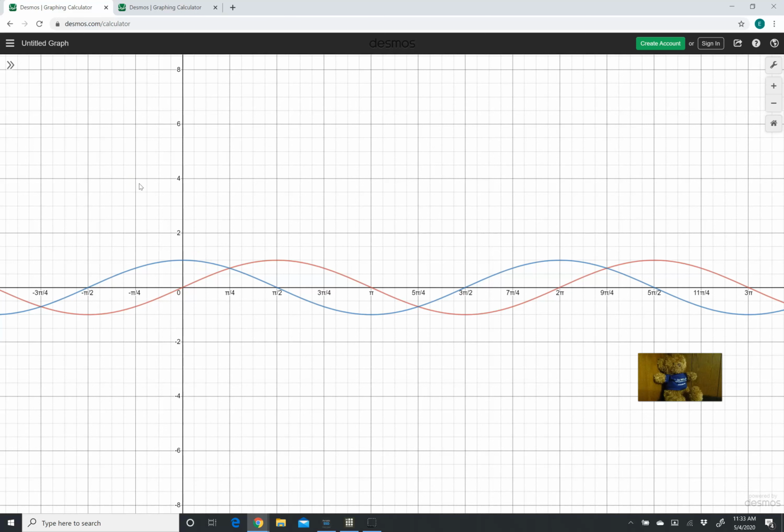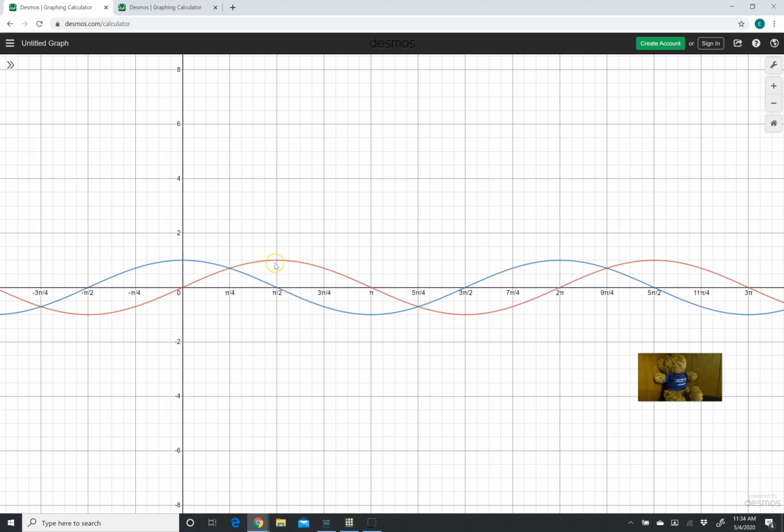Okay, the tangent. Well, the tangent is the sine over the cosine. So the sine graph is the one in red, and the cosine is the one in blue. The sine over the cosine. Well, here the sine of 0 is 0, and the cosine of 0 is 1. So the tangent is going to be 0. Here, if we look at pi over 4, the sine and the cosine are the same. So when you take a number and divide it by itself, you get 1. So the tangent of pi over 4 is 1.